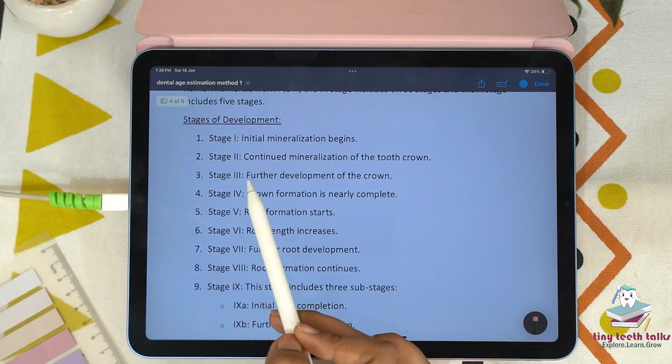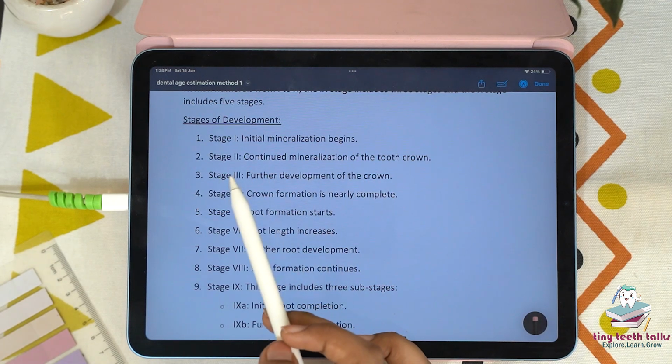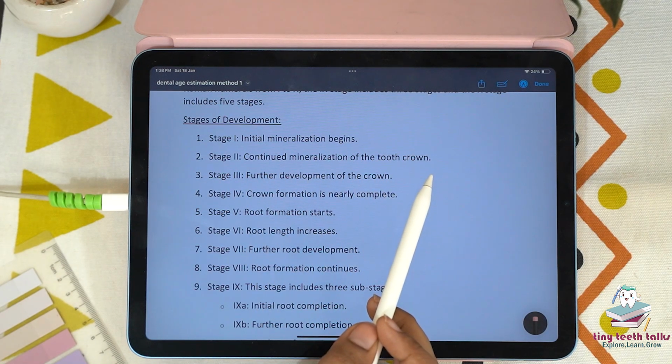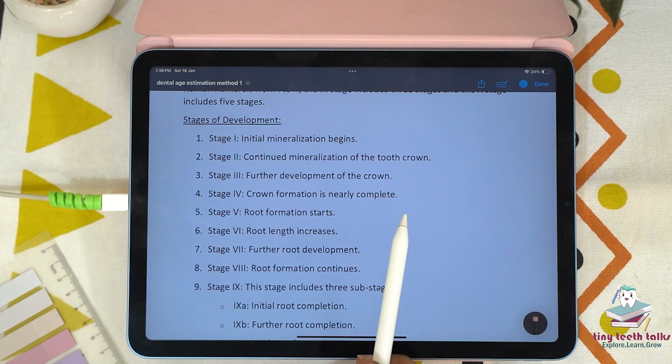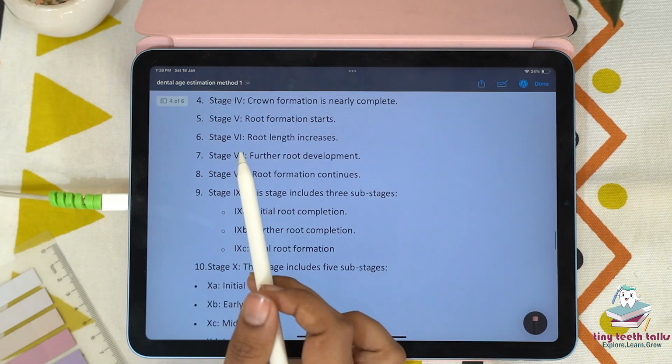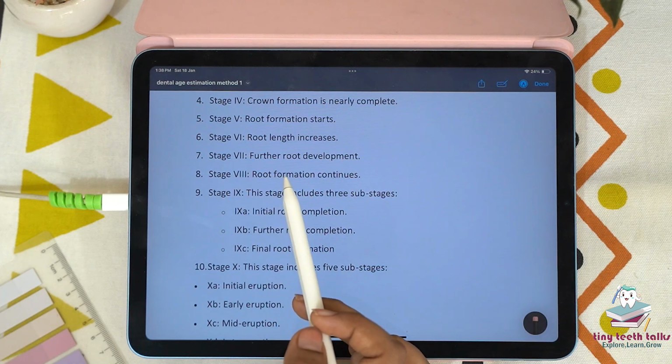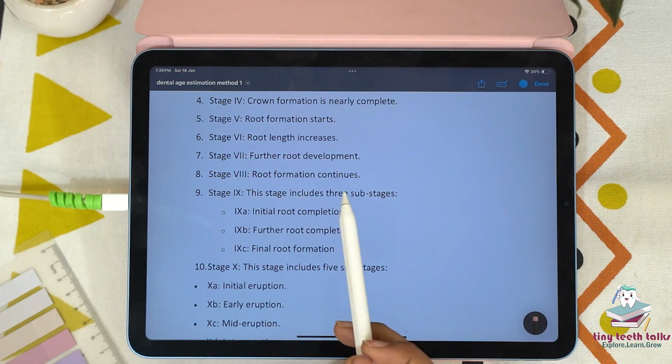Stages of development. Stage 1, initial mineralization begins. 2, continued mineralization of the tooth crown. 3, further development of the crown. 4, crown formation is nearly complete. 5, root formation starts. 6, root length increases. 7, further root development. 8, root formation continues.